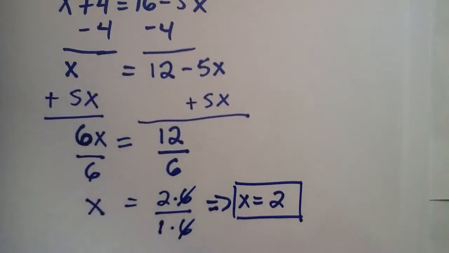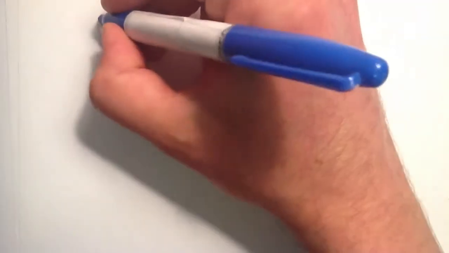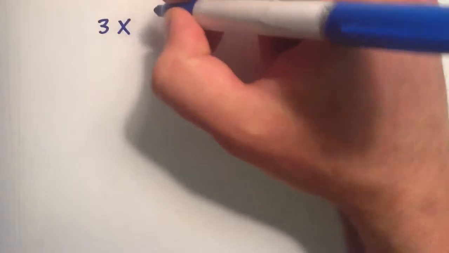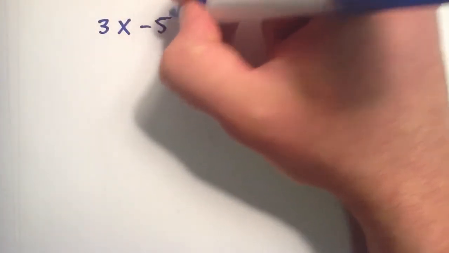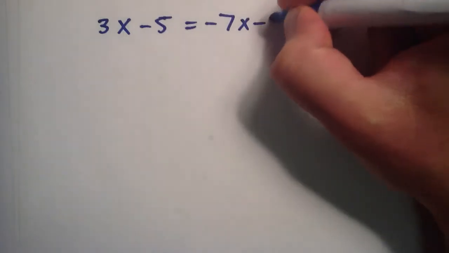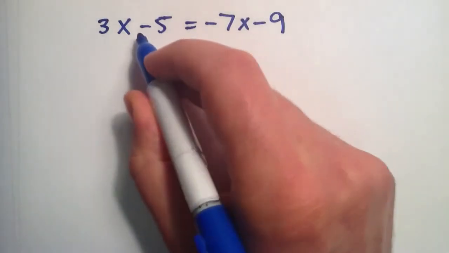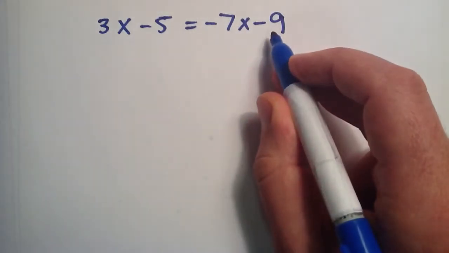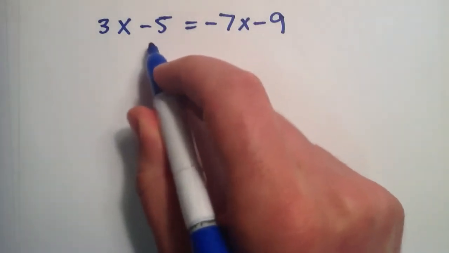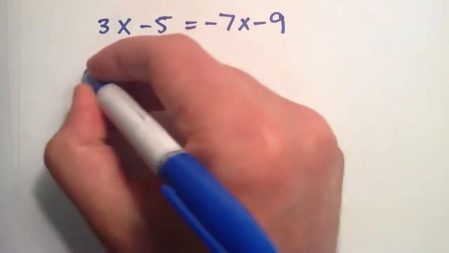Okay, let's try one more example here. Let's go ahead and do 3x minus 5 equals negative 7x minus 9. So once again, we're going to get the x's on one side and a number on the other. So let's get rid of the number on the left side here. And so we're going to add 5 to make that happen.